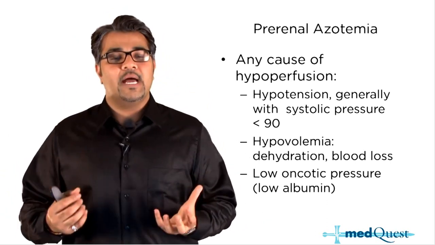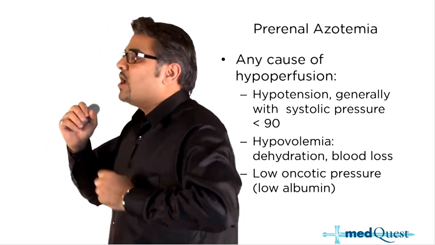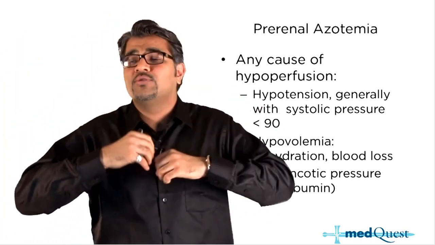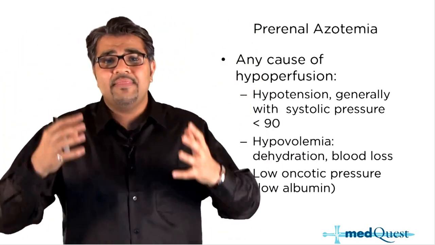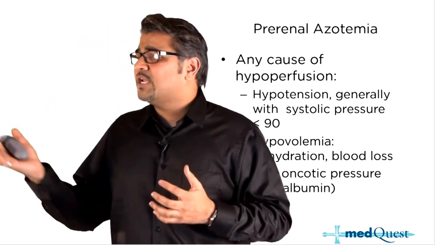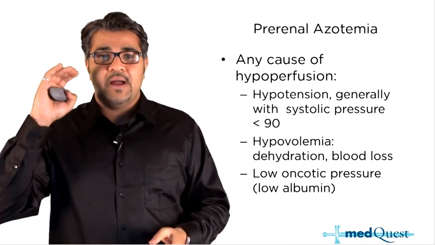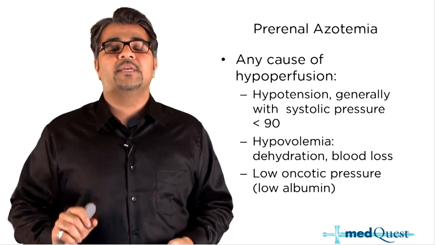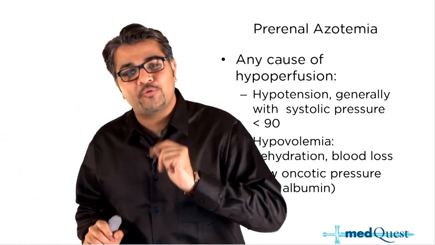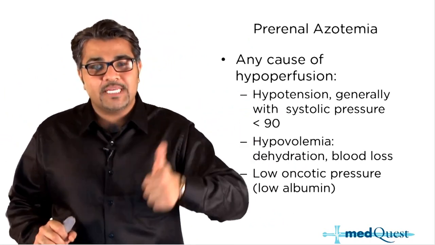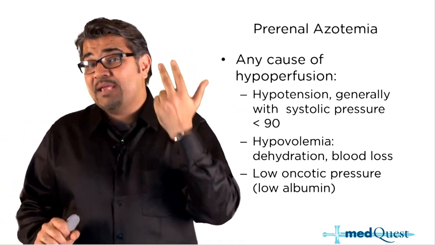albumin, low oncotic pressure. So my blood vessels are just not holding on to enough fluid, and so the fluid leaks out from the capillary bed, and then, oh, what happens? Hydrostatic pressure is unopposed, and then, oh, what happens? I am hypoperfusing. Yes, 3 ways to have prerenal azotemia: hypotension, hypovolemia, and hypooncotic pressure.